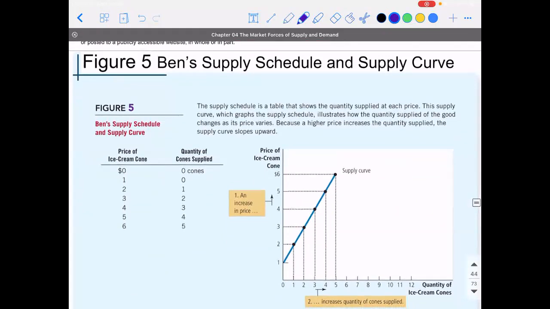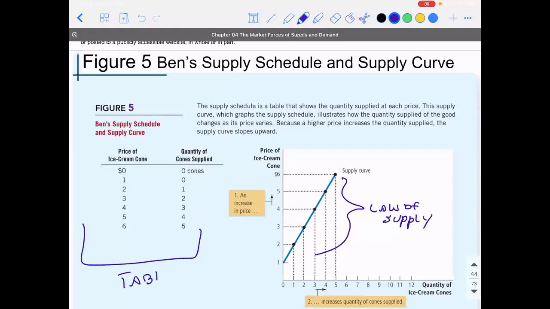Now, let's talk about what that relationship, how that's described here. Right, so as you're going to see here, here is our law of supply at work. This is describing it as a table. This is describing it as a graph.